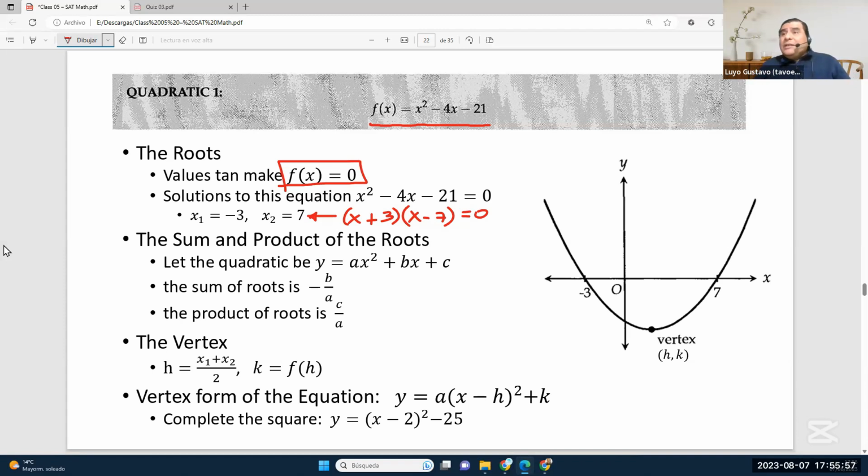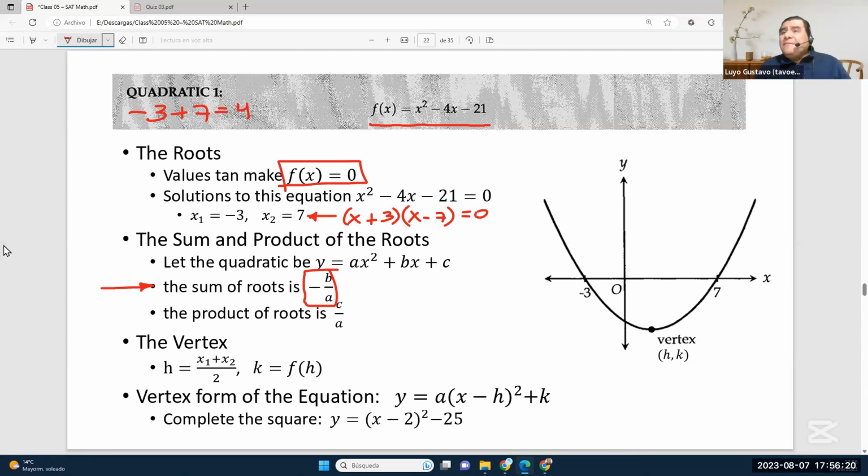So, considering that that is the meaning of A, B, and C, the sum of the two roots of the equation is this expression, negative B over A. Of course, we can verify that, right? If we add negative 3 plus 7, what happens? Negative 3 plus 7 equals 4, positive 4.